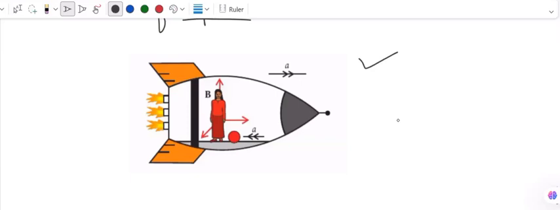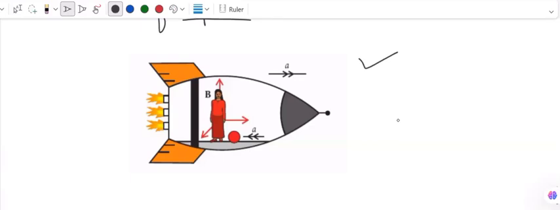Because there is no force acting on the ball, and the rocket is moving towards the right, generally when the rocket moves forward, the pressure from the rocket makes the ball move backwards.